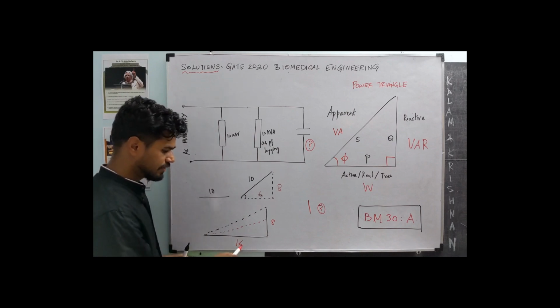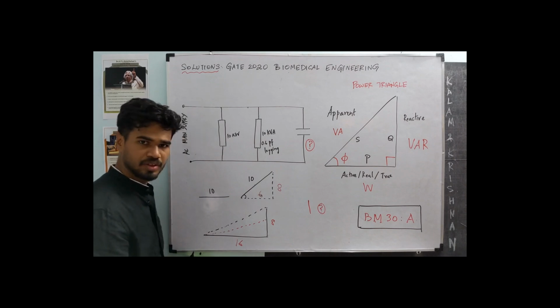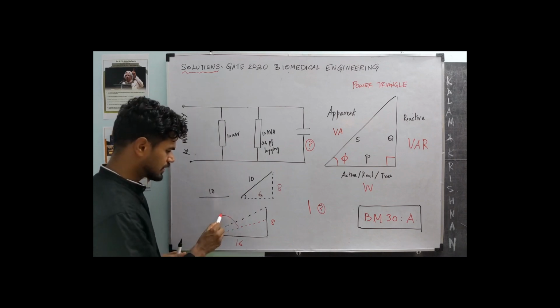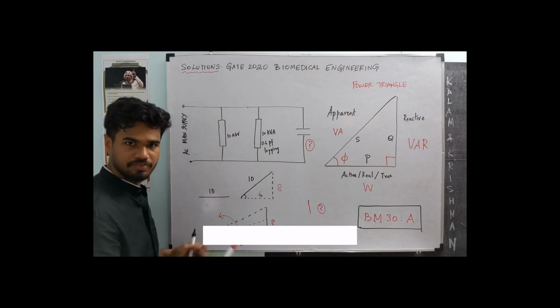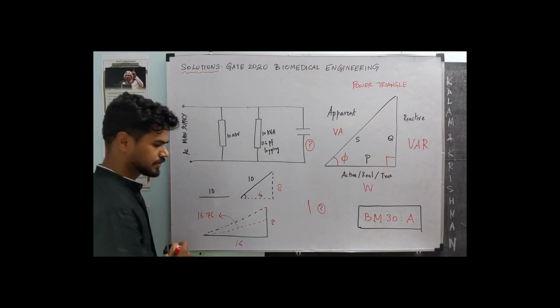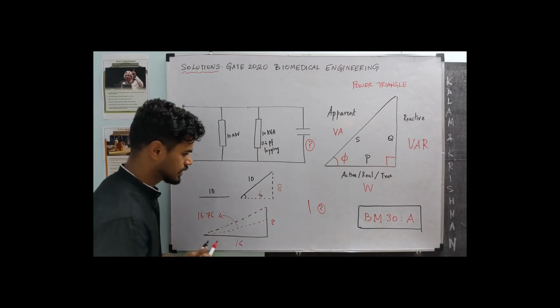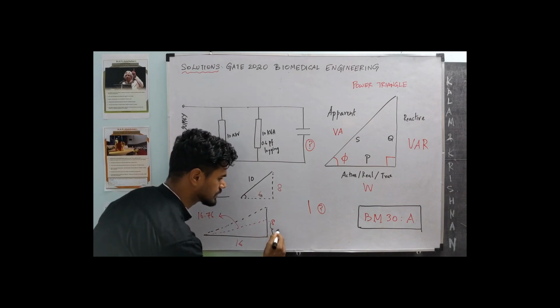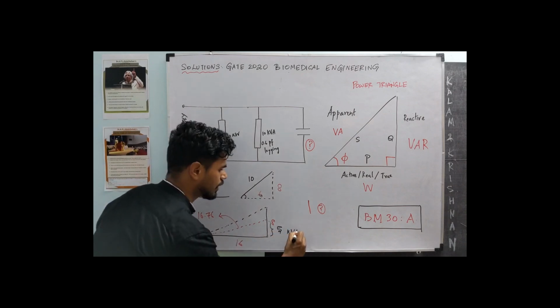So 16 divided by 0.95. That should be the length of this. That's the definition of power factor. So that turns out to be 16.76. Corresponding to that, the height over here is 5 kVAR.